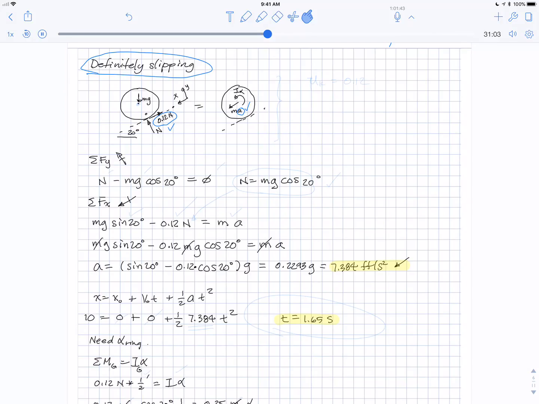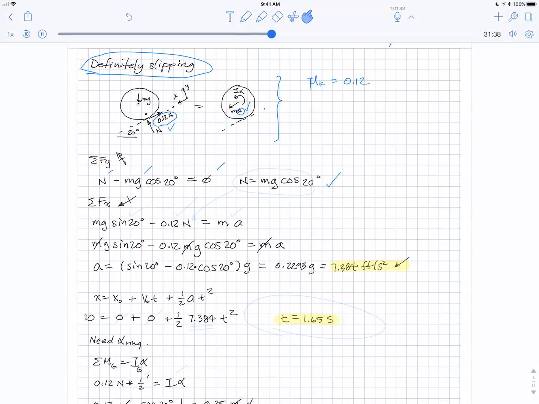Okay, so this is a free body diagram. I've basically just copied it from above. The only difference is I replaced that unknown friction force with 0.12 N, where 0.12 is the kinetic coefficient of friction. Okay, and so we're going to do the same thing now. We'll do the y direction. We get actually the same equation. N going up minus mg cos 20 degrees coming down equals 0. So N is still mg times cosine 20 degrees.